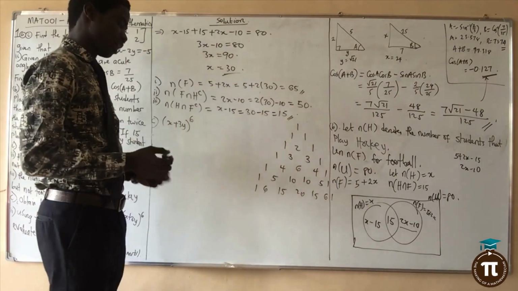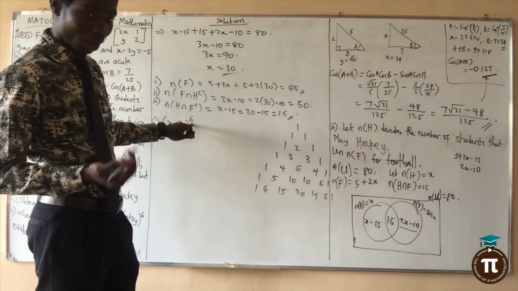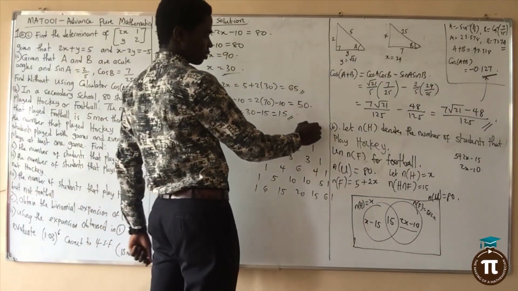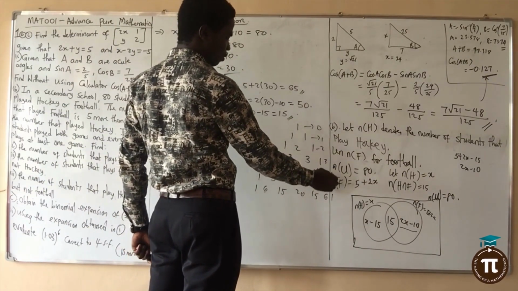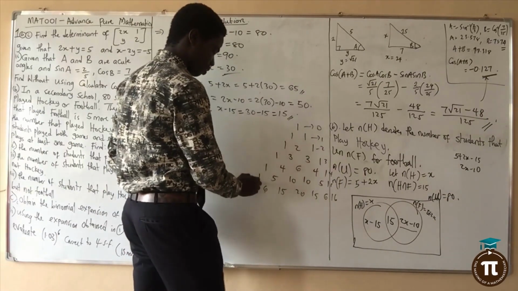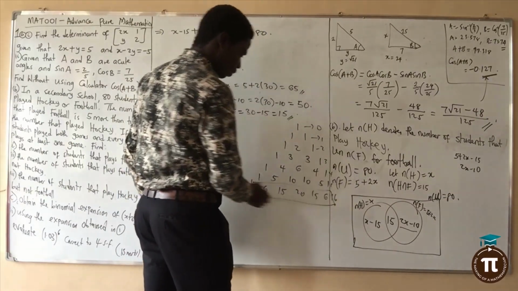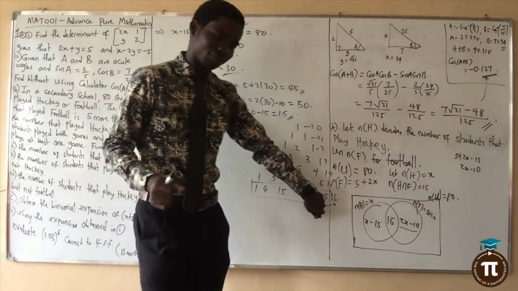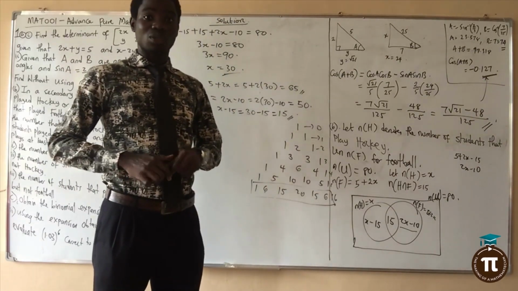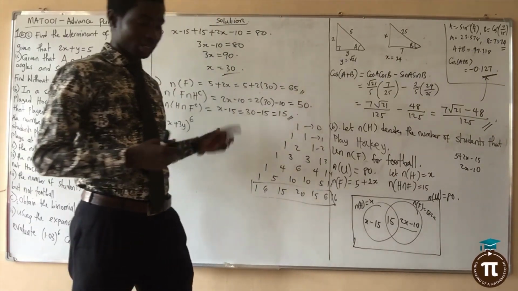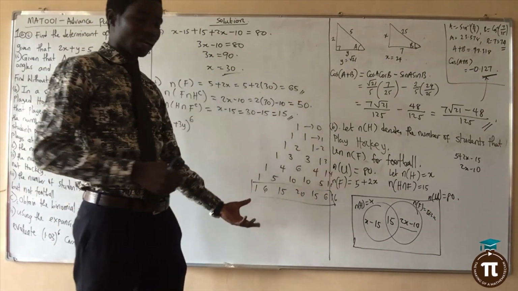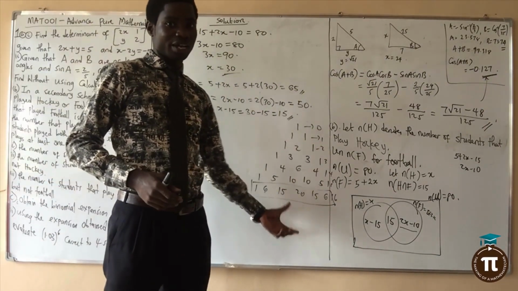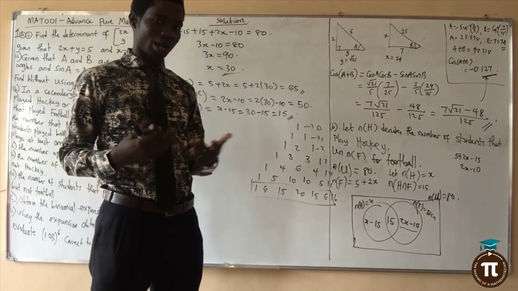Since I'm dealing with raised to the power 6, let me show you. This is for raised to the power 0, 1, 2, 3, 4, 5, 6. So I stop here. This is what I'm going to use: 1, 6, 15, 20, 15, 6, 1. Assuming I'm given raised to the power 4, I would have used 1, 4, 6, 4, 1. Whichever power you are given, you draw out the Pascal triangle and apply it accordingly.